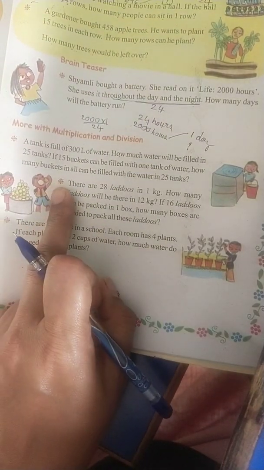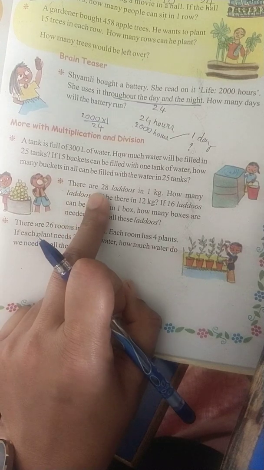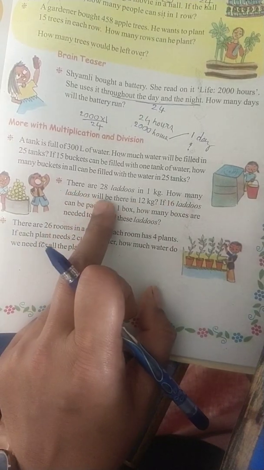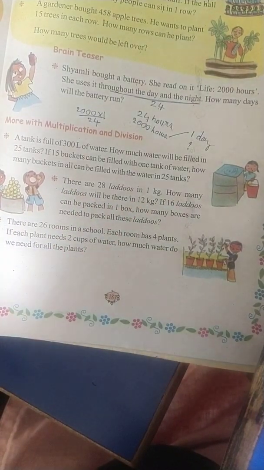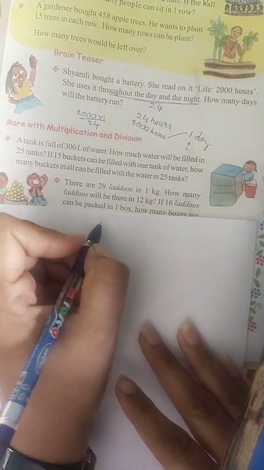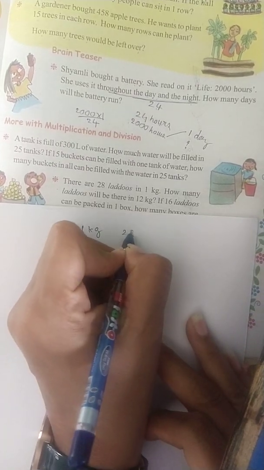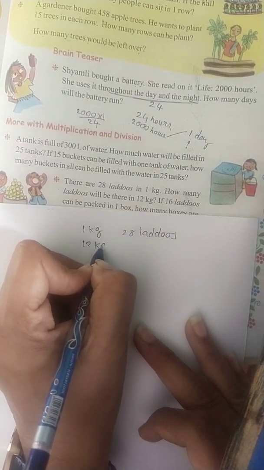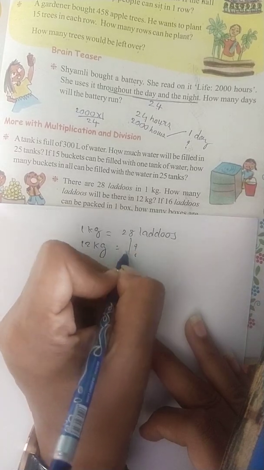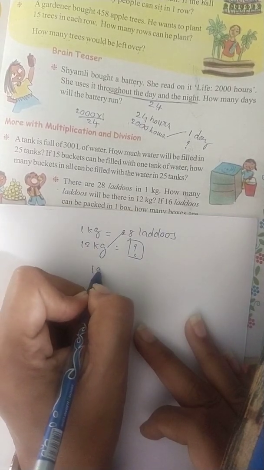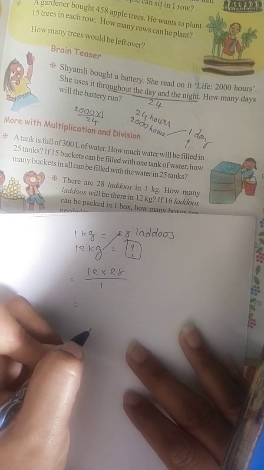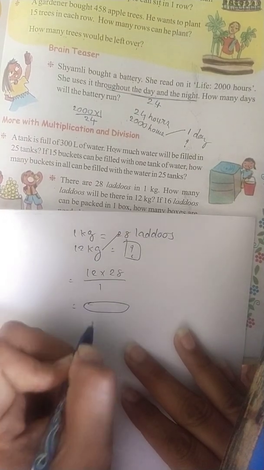Now students, question number 2. There are 28 laddus in 1 kg. How many laddus will there be in 12 kg? Very easy, just multiply with the 12. And if you are not able to identify, then use our golden key method. 1 kg is equal to 28 laddus. We have to find regarding 12 kg, how many laddus. Put the question mark. Cross multiplication: 12 multiplied by 28 divided by 1. Whatever answer will come, students, you have to write over here.